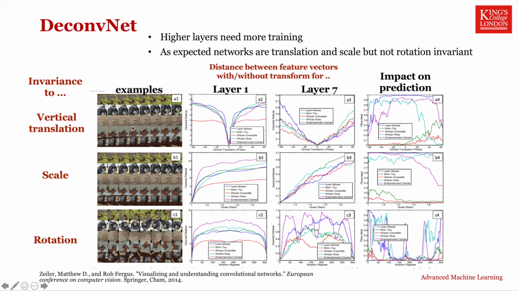So here you see some examples of transformed images for each of translation, scale and rotation. And then in the second and third column, a plot showing the Euclidean distances between the feature vector encoding of these representations for both the transformed and the original images for layer 1 and layer 7. So you can see the distances are much bigger for layer 1, but much reduced for layer 7, and this has the impact that when it comes to the final prediction accuracies, small translations and scales have almost no effect.